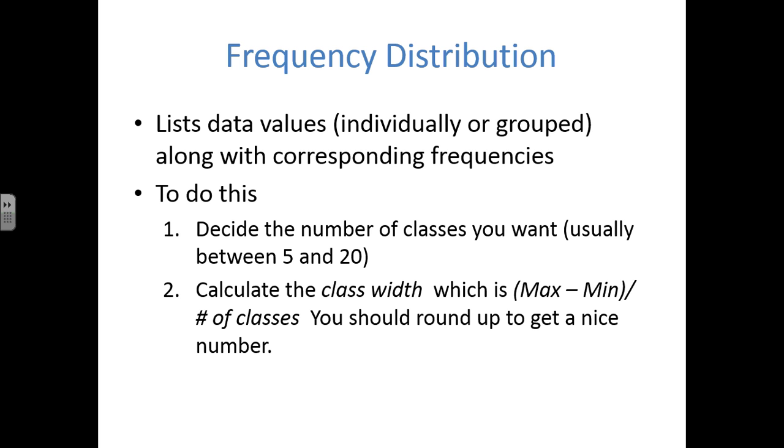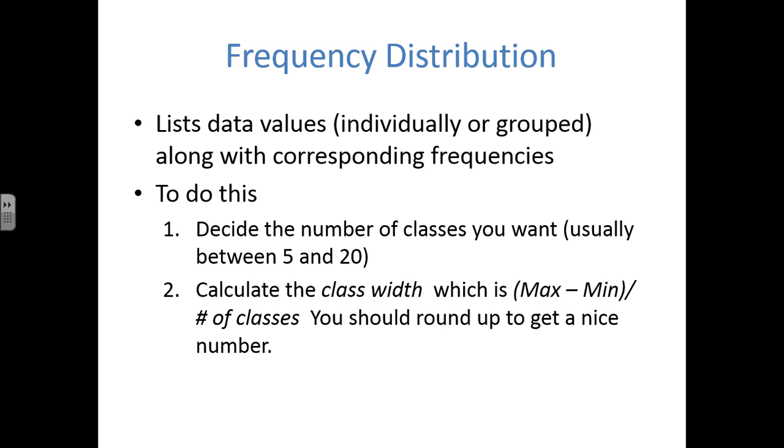We can do an individual frequency distribution, and that's almost always used with qualitative or categorical data. For example, I might divide up into class standing, freshmen, sophomores, juniors, seniors, and then just count the frequency of each of those class standings. But a grouped frequency distribution is used with quantitative or numeric data, and that's what we're going to look at now.